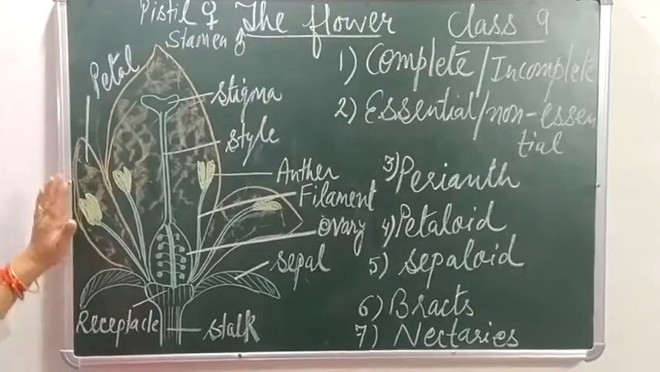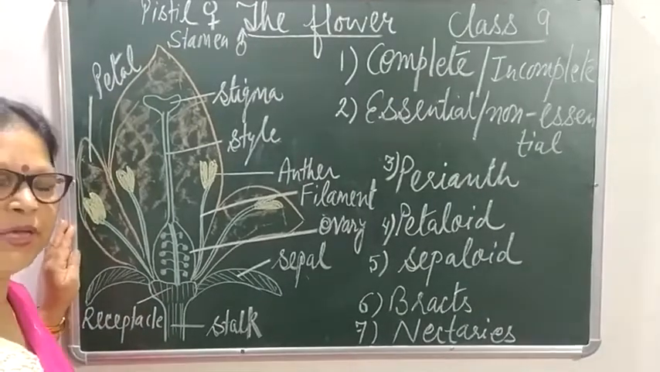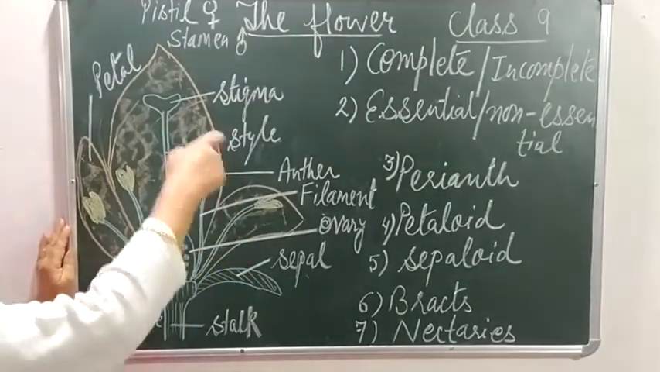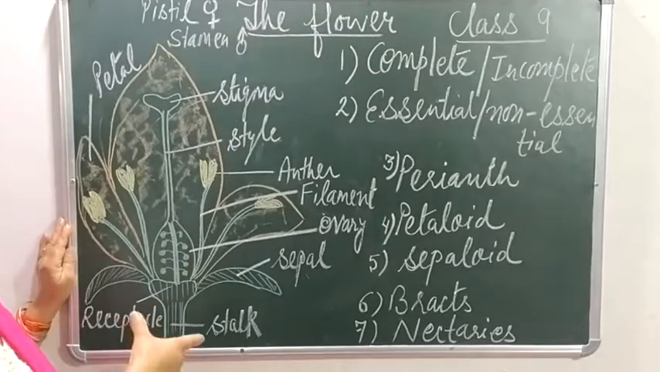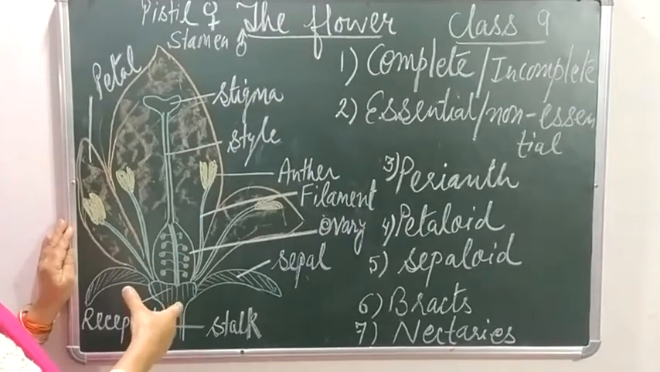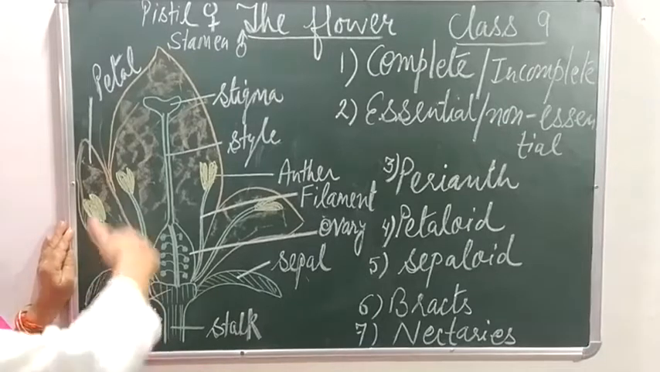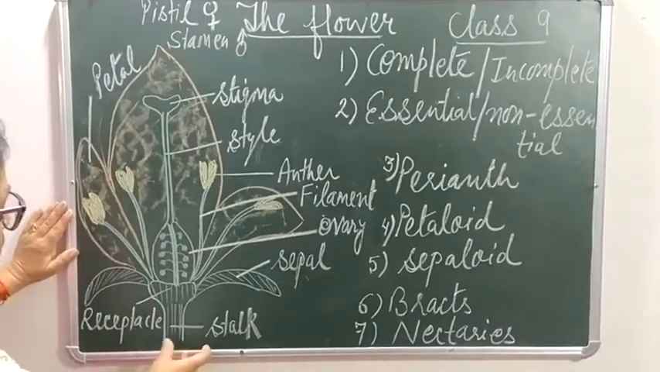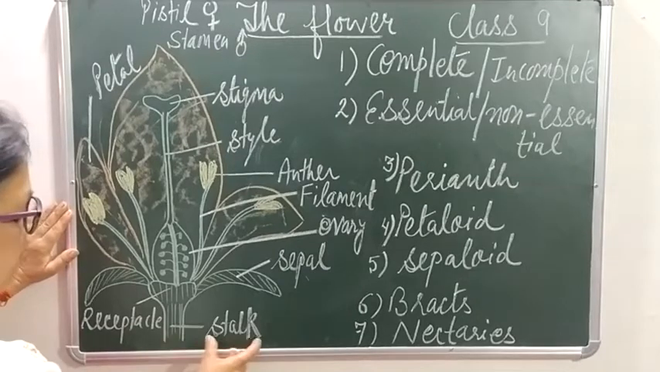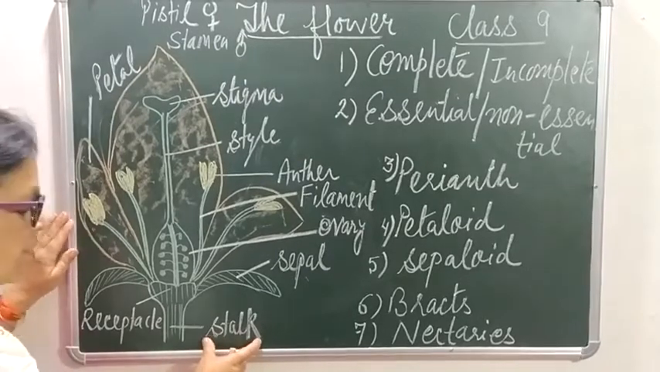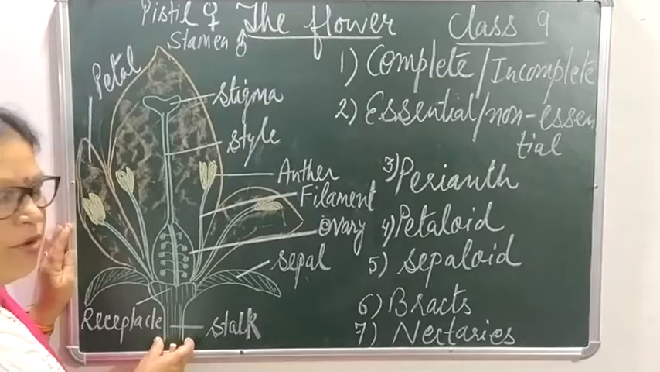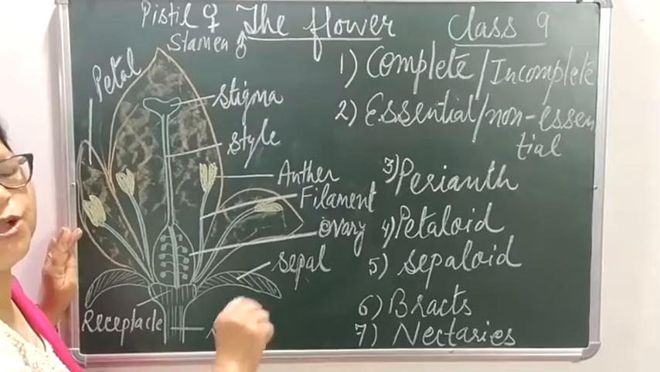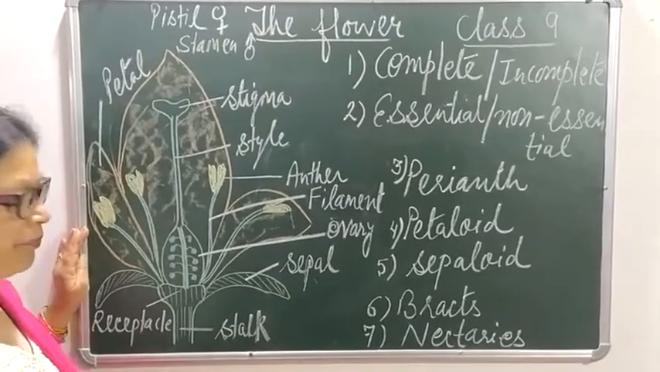Now, what is bisexual? Bisexual means a flower which contains both male and female parts. I will be telling you what the male and female parts in a flower are. First, let me explain to you the various parts of a flower. Now, this flower has a stalk. By this stalk, a flower is attached to a branch of a stem.